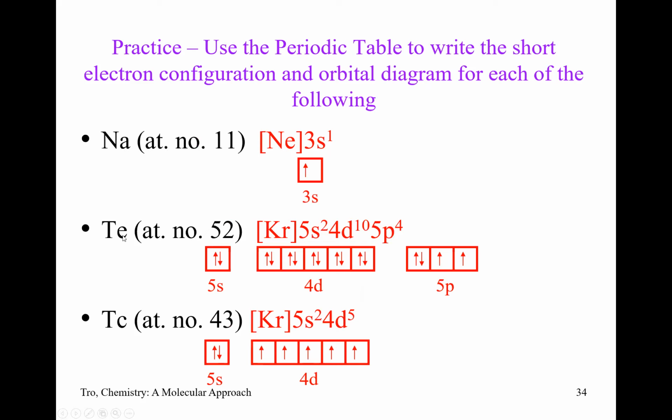Te is below oxygen in the P block. Krypton is the noble gas above it. That's our core. Move across. So fill up the 5s, fill up the 4d, and you get to the 5p. Technetium is number 43. It's in that same row, so same core, but it's only the 5th element over in the D block, and they need to be unpaired.